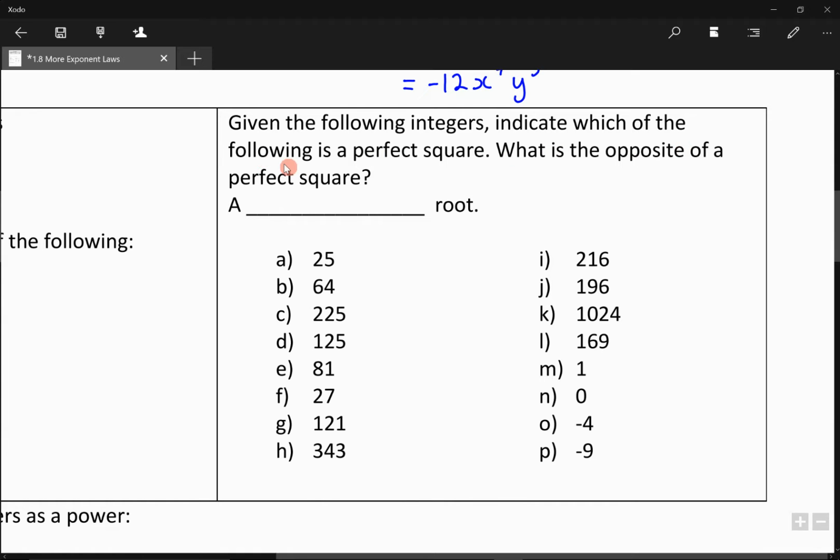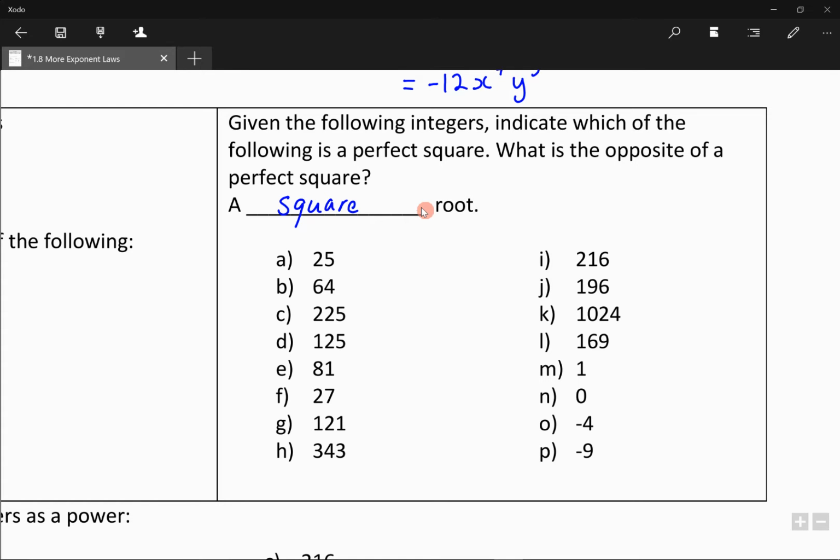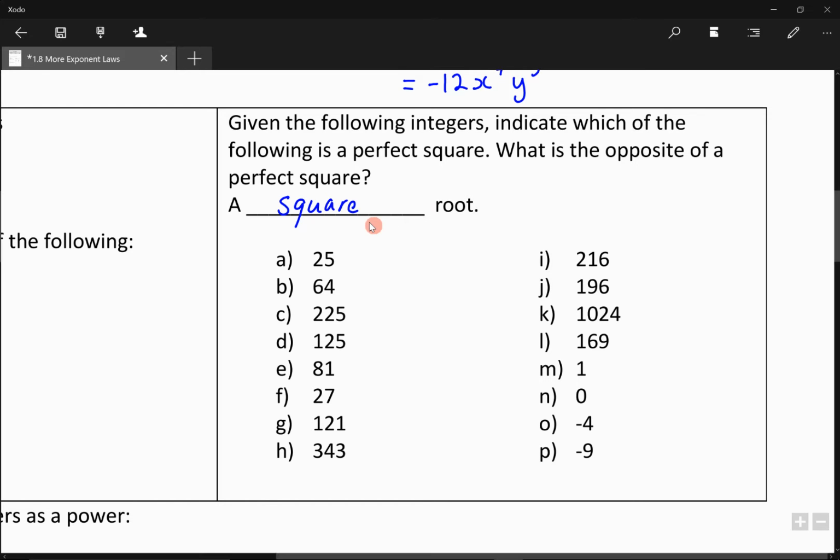What is the opposite of a perfect square? Well, it turns out it's the square root. So if you can find the square root of a number and you get a nice integer, no decimals, that's going to be an indication of a perfect square. So what are they? Well, the square root of 25 is 5, so I'm going to say this is a perfect square and circle that. The square root of 64 is 8, so I can circle that, so 8 squared is 64.